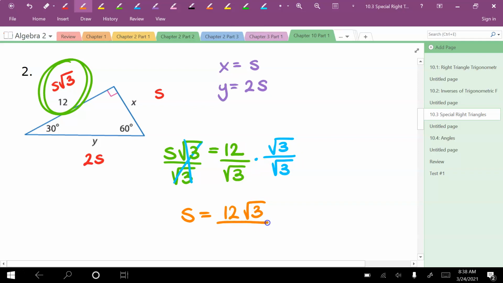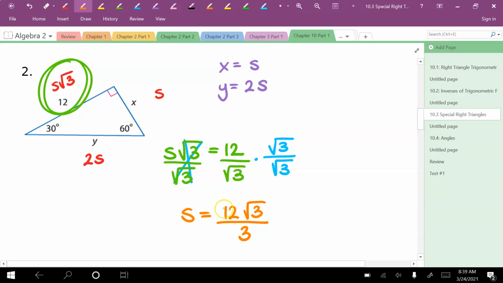And then on the bottom, square root of 3 times square root of 3 would be the square root of 9. What is the square root of 9? 3. So anytime you take a square root times itself, the number is just going to come out, because it's the square root of that number squared. So they basically cancel each other out.